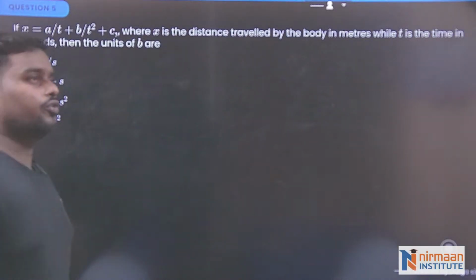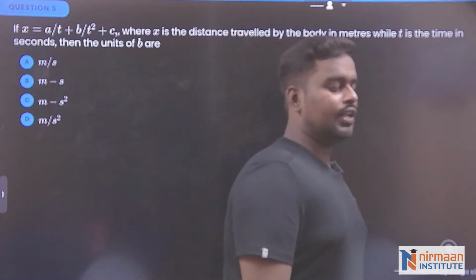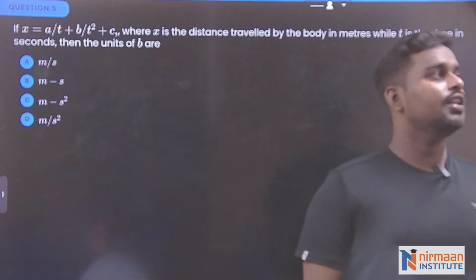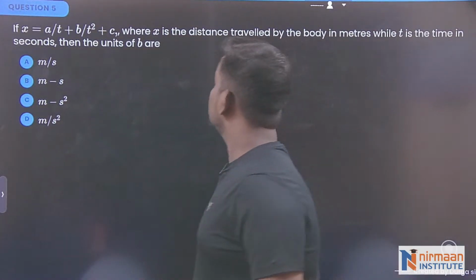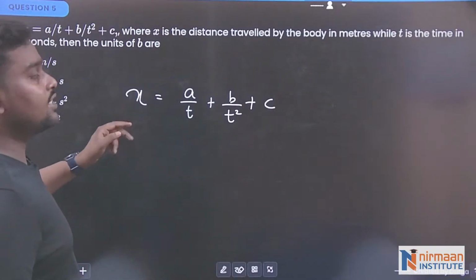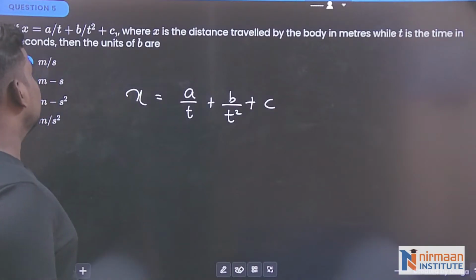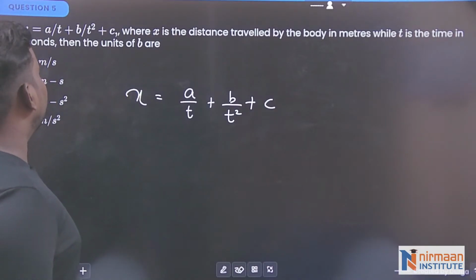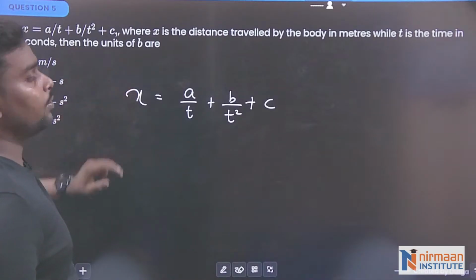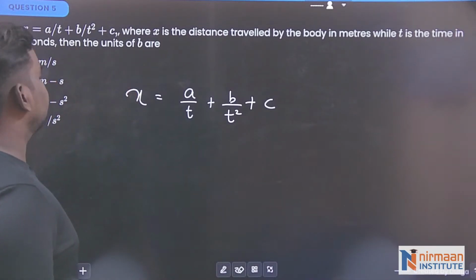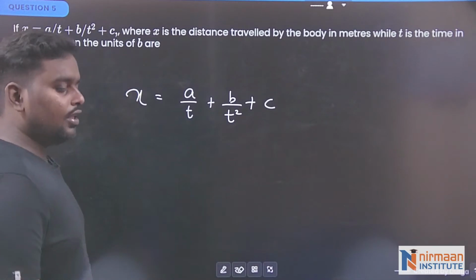Yeah, that is a very good question. Okay. Yeah, it's a level of question. Someone is asking, please level it up. So, if x is the distance traveled by the body in meters with t the time in seconds, then what will be the unit of b? Okay. So tell me.